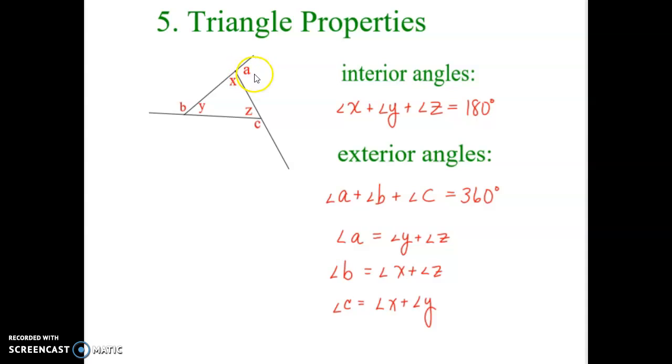Furthermore, this angle here, angle A, it's equal to the opposite 2 interiors. So it's equal to Y plus Z. Angle B is equal to the opposite interiors, X plus Z. And angle C is equal to the two opposite angles within the triangle, X plus Y.